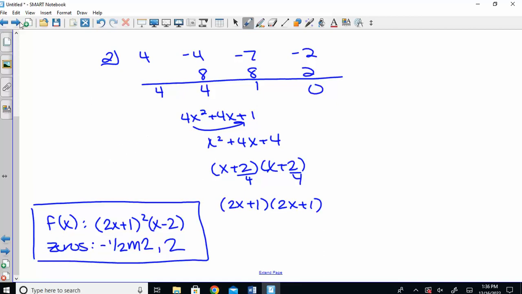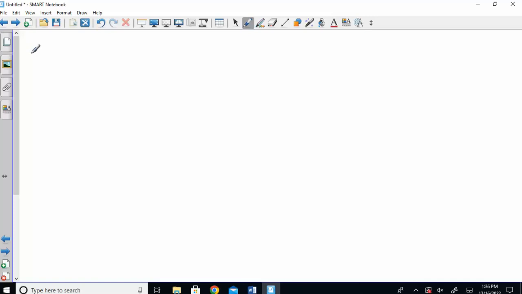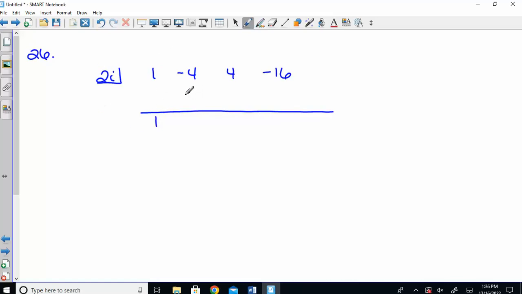Alright, so 26 is similar, except I gave you the first 0. If you know a 0, what do you do with that? Synthetic division with the 2i. So 1 comes down. 1 times 2i is 2i. Add and we get negative 4 plus 2i.